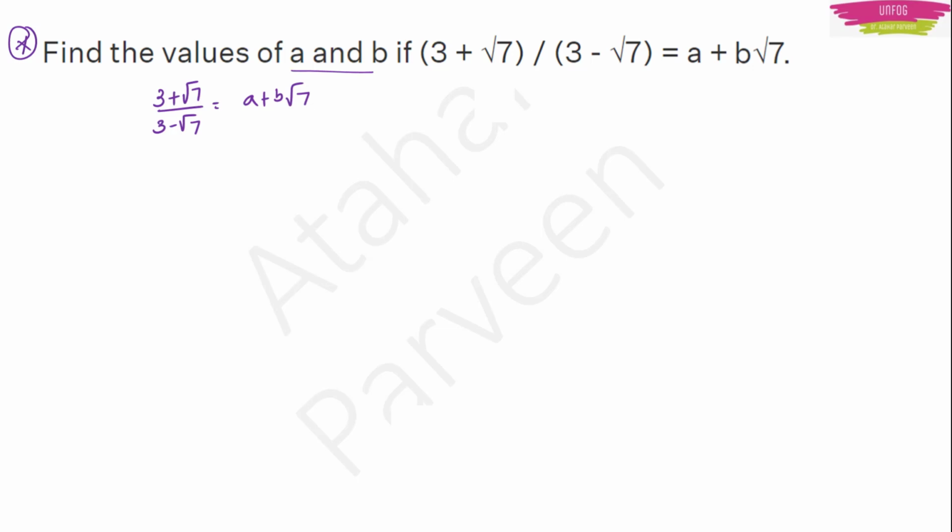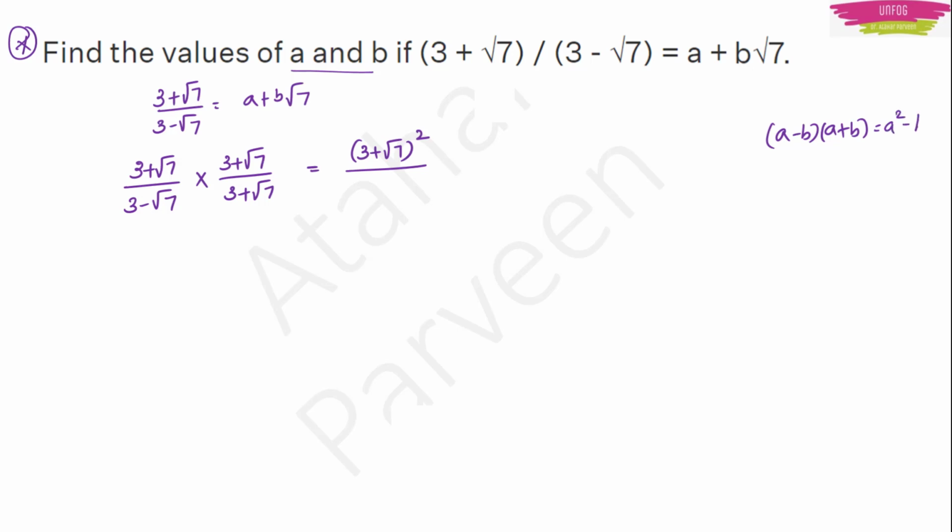What will be the conjugate for 3 minus root 7? It will be 3 plus root 7, right? So I multiply 3 plus root 7 by 3 minus root 7 into 3 plus root 7 by 3 plus root 7. Here I have 3 plus root 7 whole square in the numerator. In the denominator, I have a minus b into a plus b, which means a square minus b square.